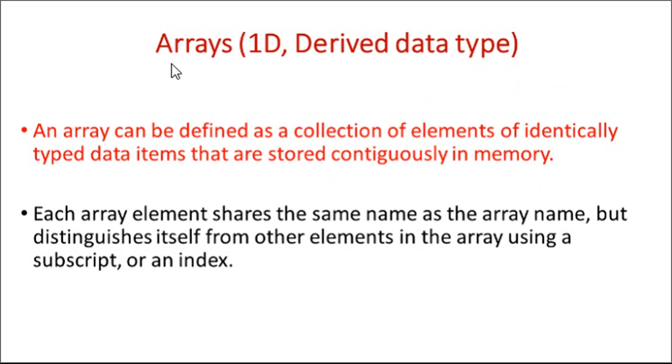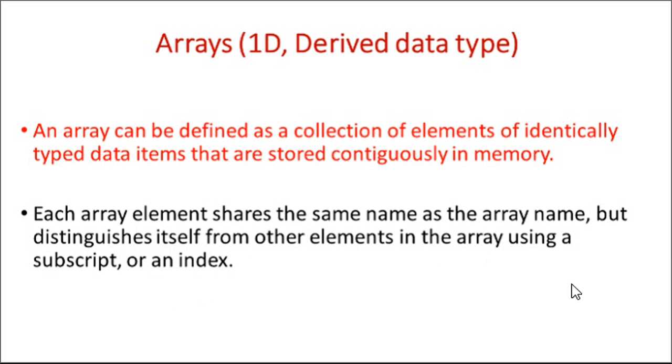Let's look at the technical definition for the array. Array is 1D, it means it is single dimensional. It is a derived data type obviously. So an array can be defined as a collection of elements of identically typed data items that are stored contiguously, means sequentially, in memory. Each array element shares the same name as the array name, but distinguishes itself from other elements in the array using a subscript or an index.